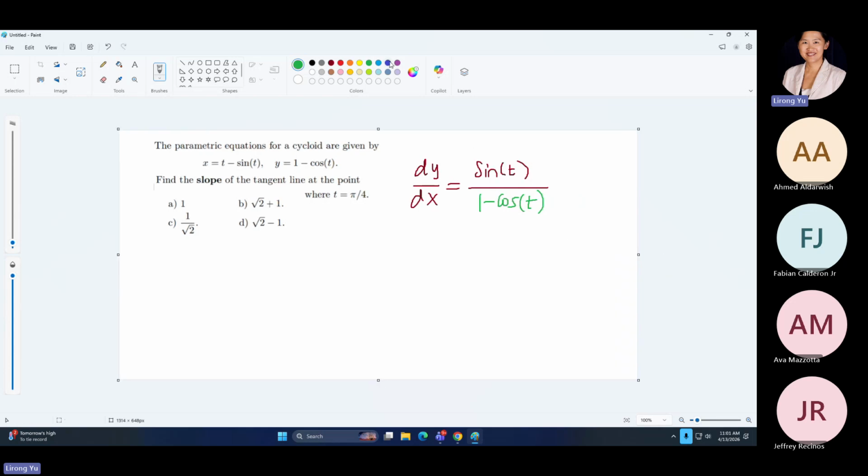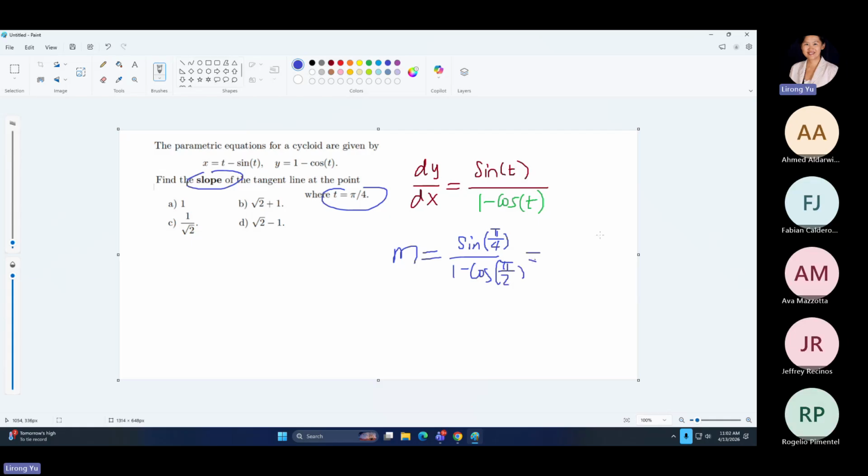But the actual question asks for a slope. So you have to let t equal pi over 4 and then calculate the slope. So the slope, say m, is equal to sine pi over 4 divided by 1 minus cosine pi over 4. So the slope calculation is the evaluation of the derivative.